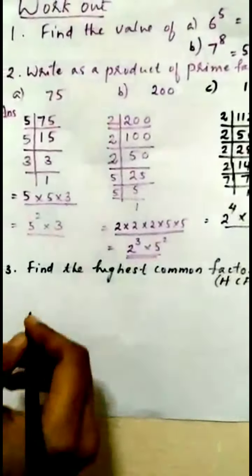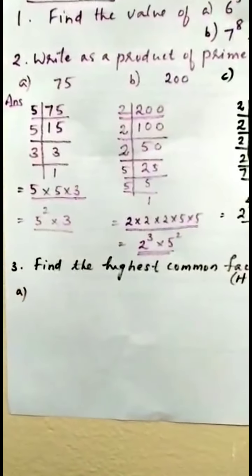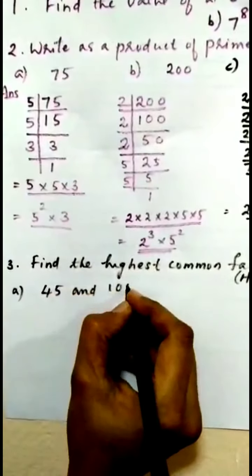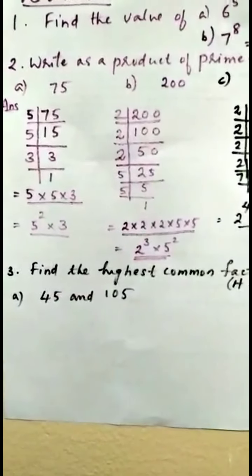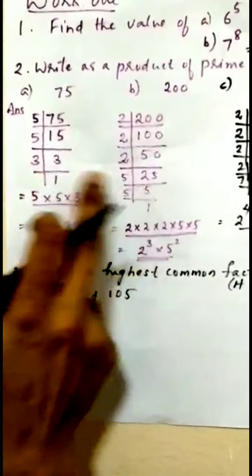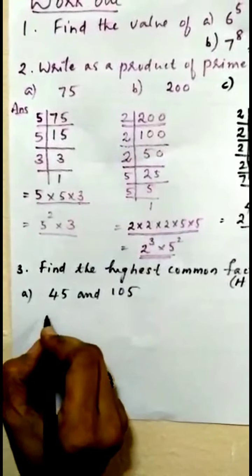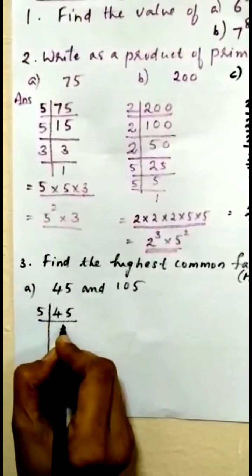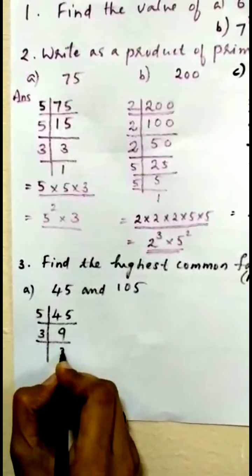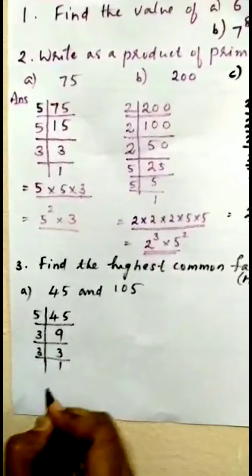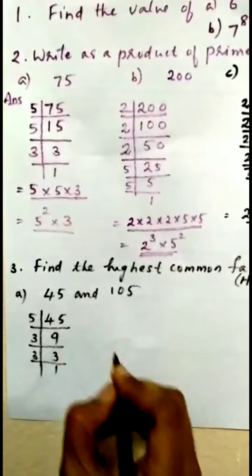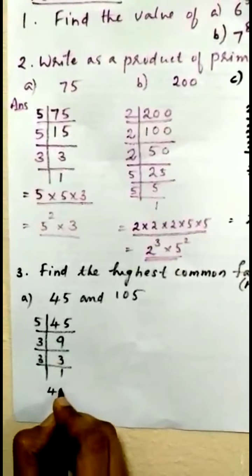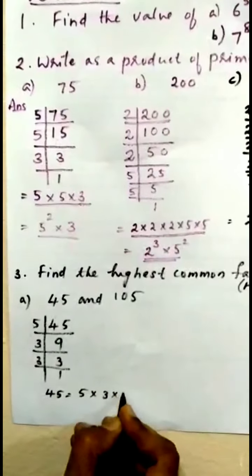HCF. Question A: 45 and 105. Both the numbers separately, the way you have done prime factorization, the same way you have to do. 45, the last number is 5, so by 5 it is 9, by 3 it is 3, by 3 it is 1. So for 45 you are getting 5 into 3 into 3.